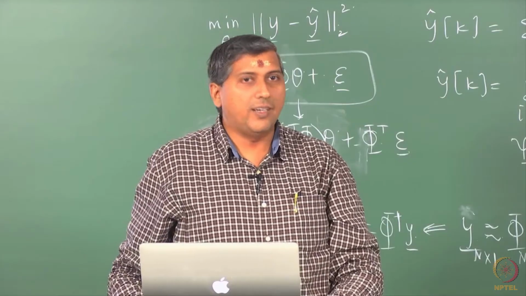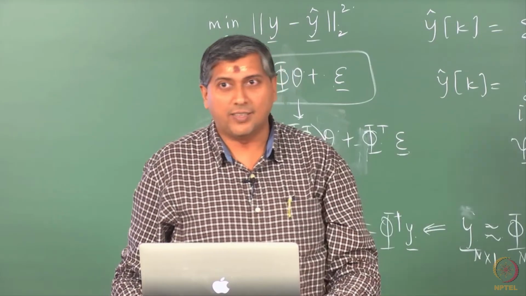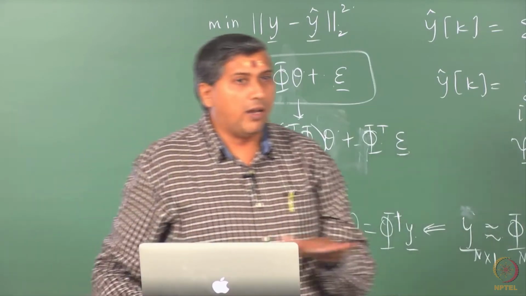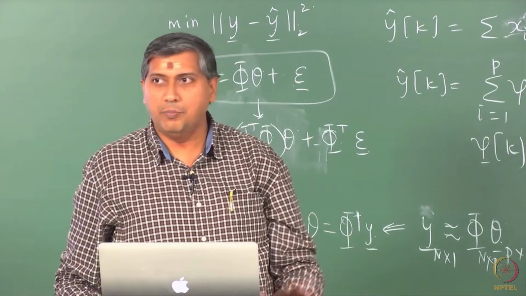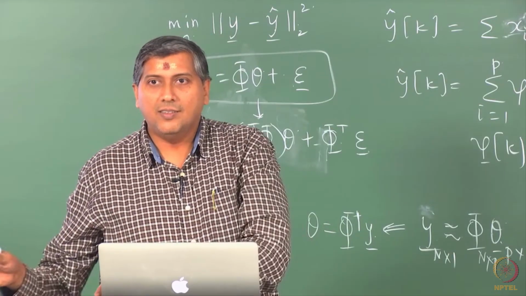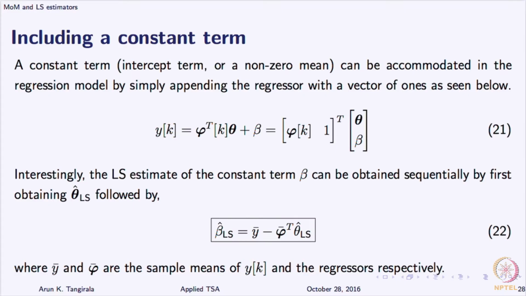It turns out, interestingly, that the optimal estimate of this intercept term is nothing but y bar, which is the sample mean or the simple average, minus psi bar transpose theta hat. Psi bar is the sample means of the regressors. Okay. So, it is a very simple solution. When you work out everything, it turns out that the optimal estimate of beta is simply the difference between the sample mean of y and the sample mean of the regressors times theta hat, that is all.